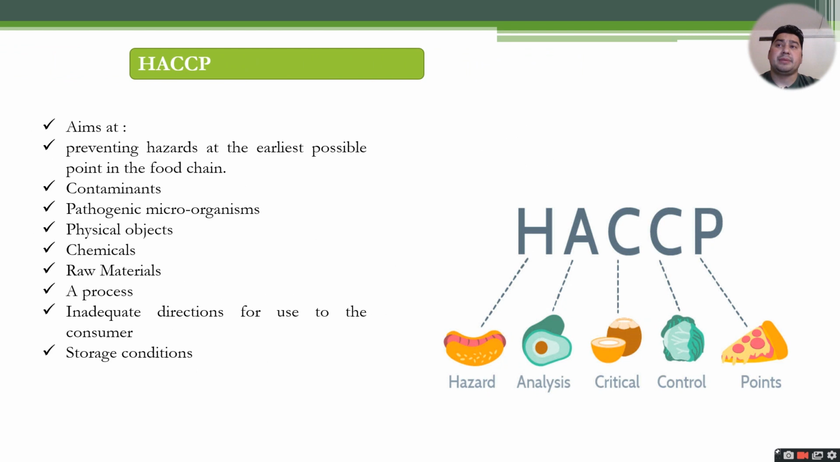Now the HACCP. HACCP aims at preventing hazards at the earliest possible point in the food chain. Other than contaminants: pathogenic microorganisms, physical objects, chemicals, raw materials or process, inadequate directions for use to the consumer. After that, the storage conditions. So it aims at all these things to make sure that whatever food you are processing, whatever food you are preparing, is safe from any hazards and is safe for consumption.